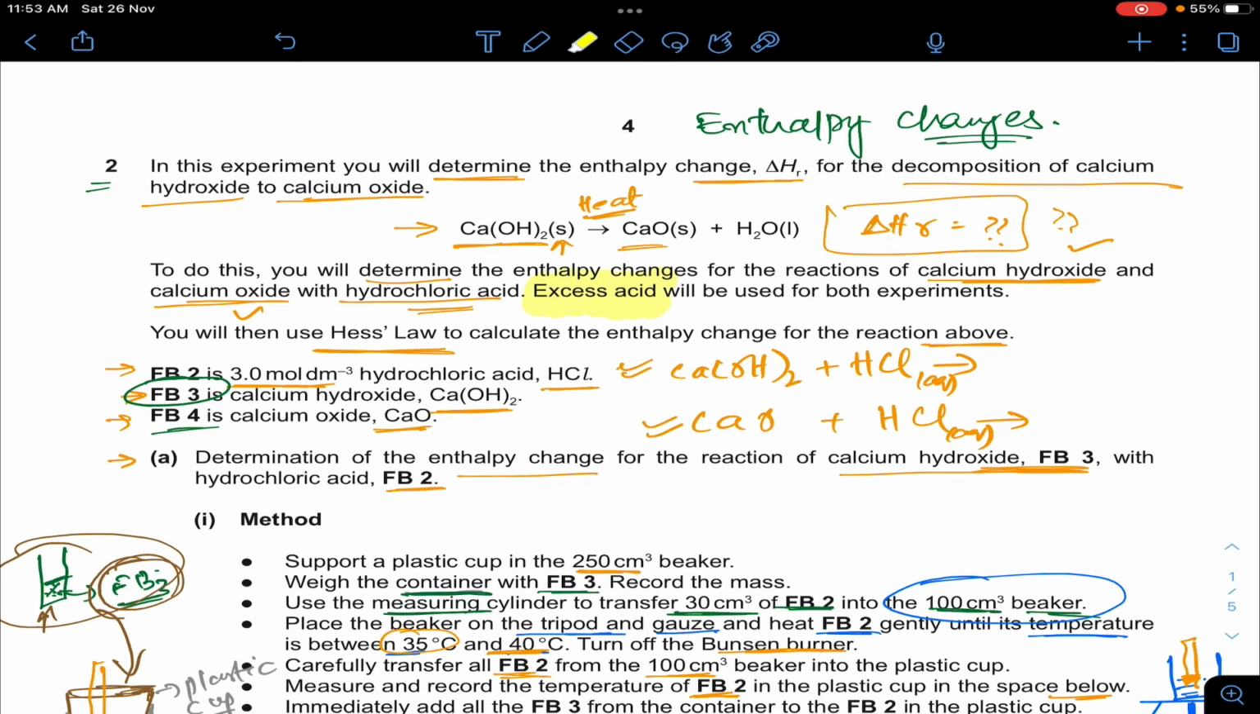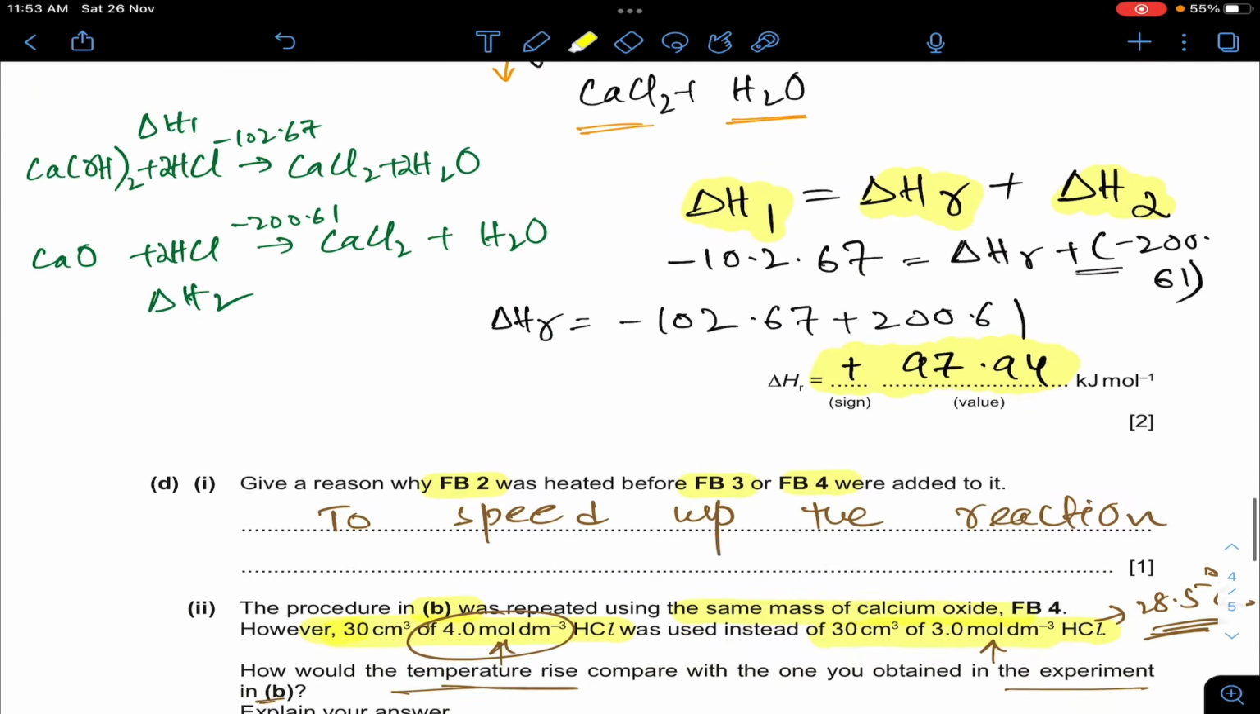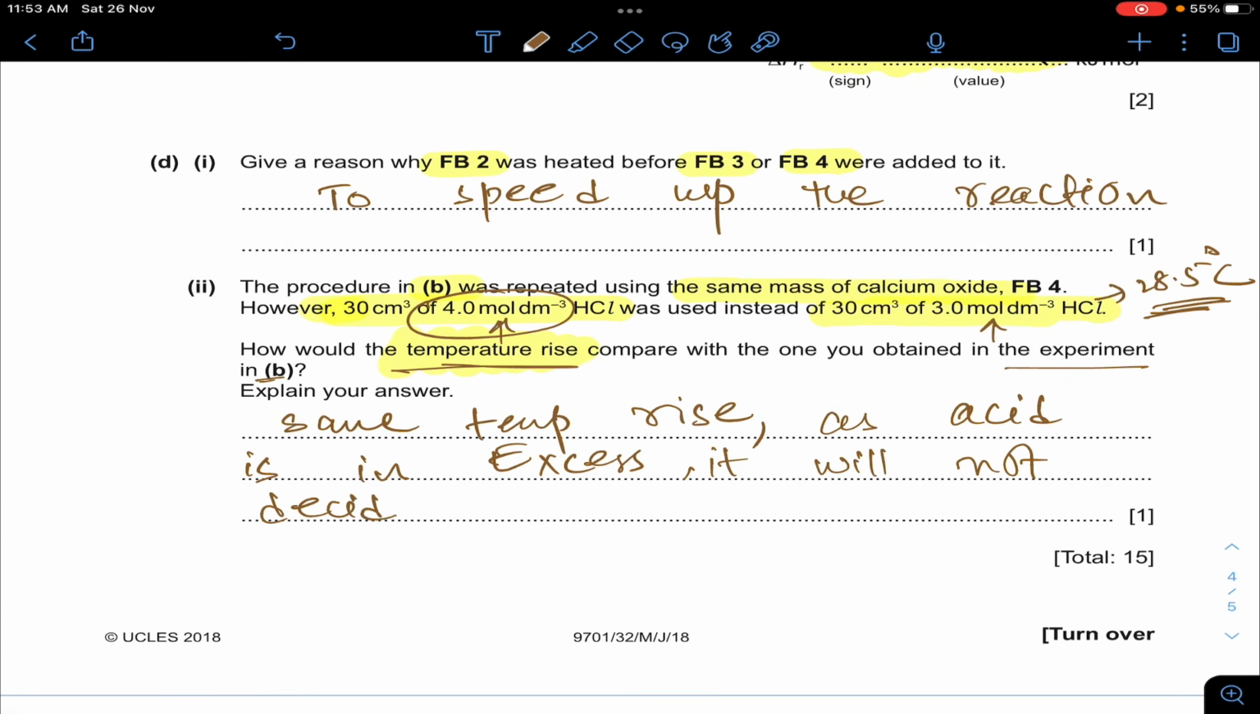Because calcium oxide is the limiting factor, and once calcium oxide finishes, the reaction would automatically stop, right? So that means the temperature rise will not depend on it. Although the reaction may occur at a higher rate when you use 4 mole per dm³, the rate of reaction will increase, but they are not asking for the rate of reaction, they are only asking for the temperature rise. So it would be the same temperature rise because acid is in excess amount. As acid is in excess, it will not decide the extent of reaction.